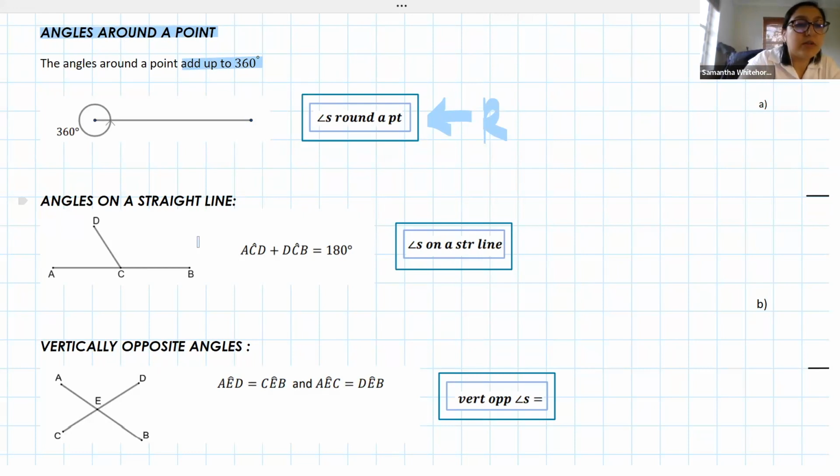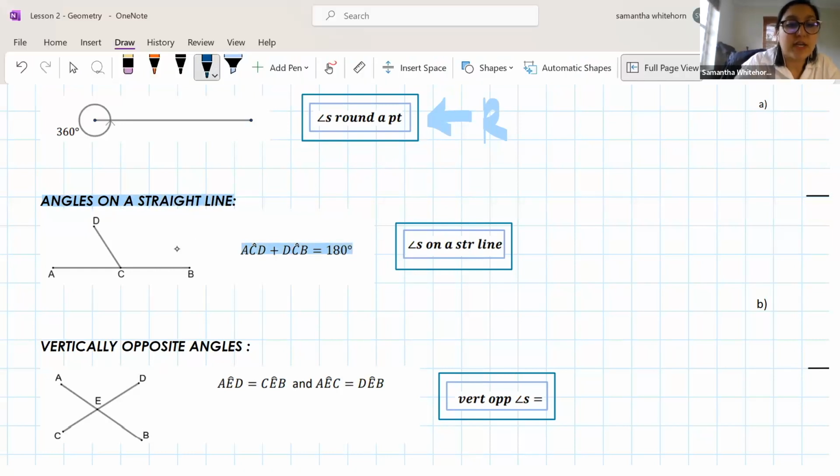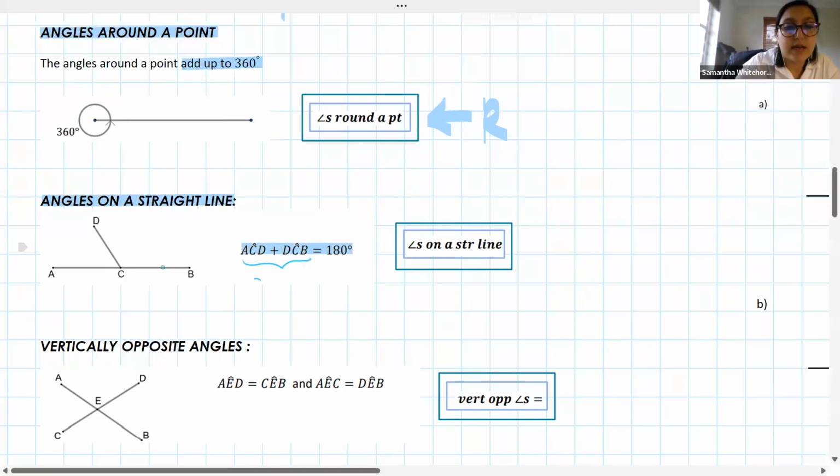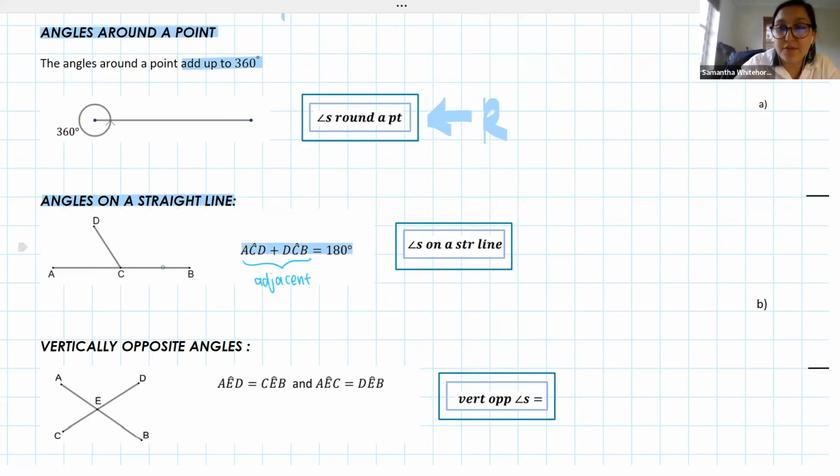The next one that we learned about was the fact that angles on a straight line add up to 180 degrees. And really, really importantly, grade 8s, specifically adjacent angles. These are angles that are next to each other on a straight line, and they have to be adjacent angles. You cannot have a straight line situation like this and say that this angle is an angle on a straight line with that angle. They are not next to each other, so therefore they are not angles on the straight line.